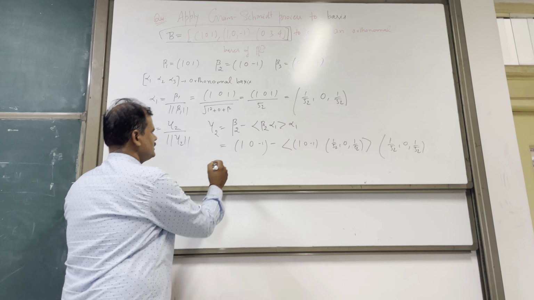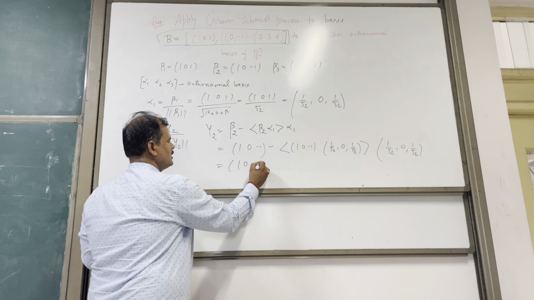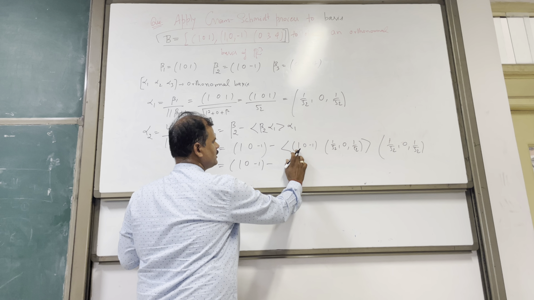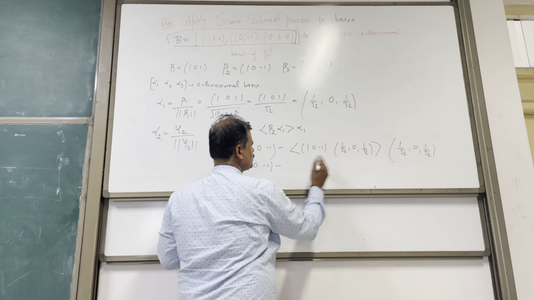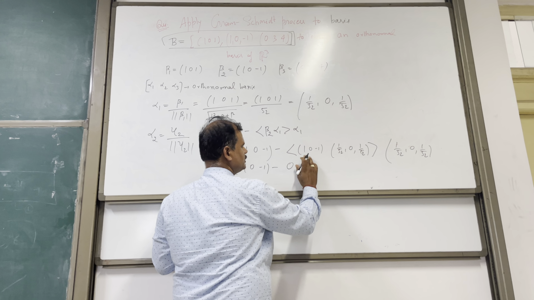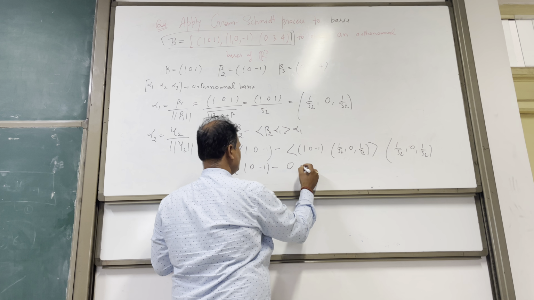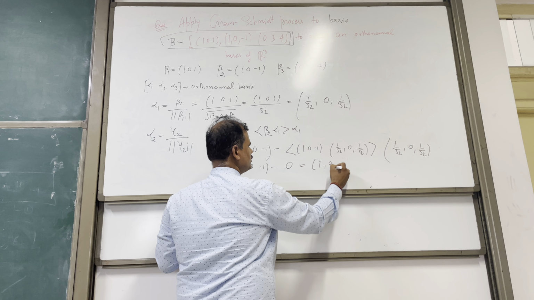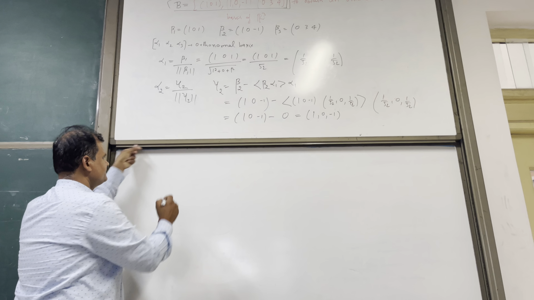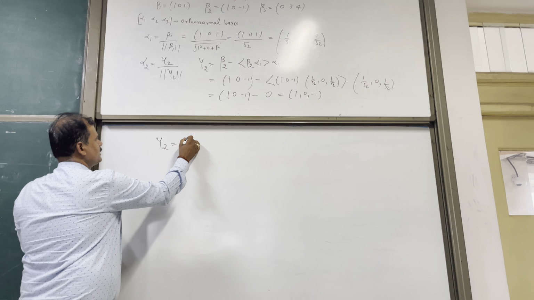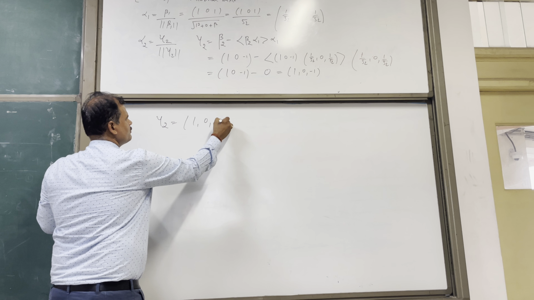Let us try to solve this. So we get (1, 0, -1) minus the inner product, which will be 1 by root 2 plus 0 minus 1 by root 2. So that is 0, and we get everything 0. So we get (1, 0, -1). So gamma 2 equal to (1, 0, -1).